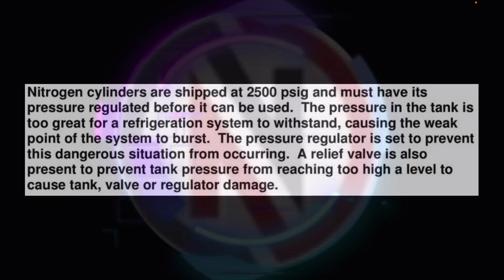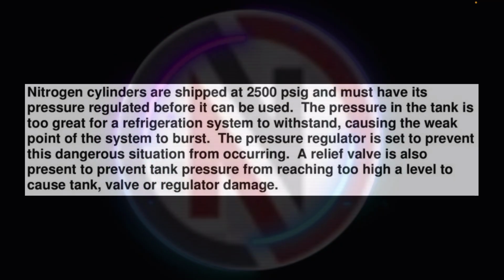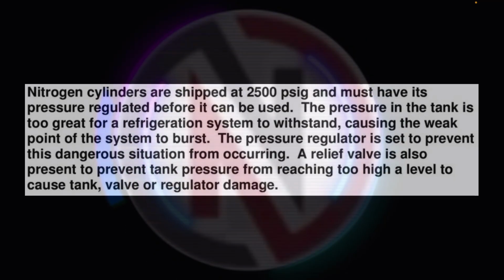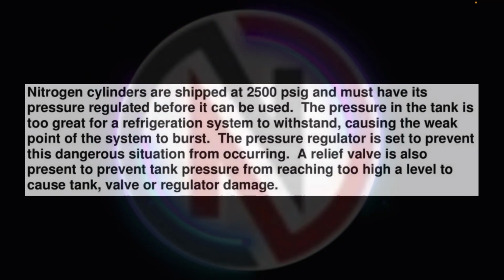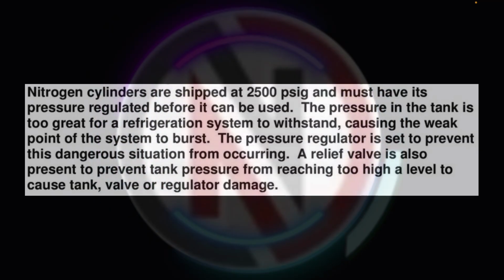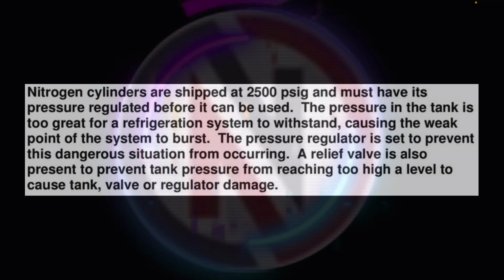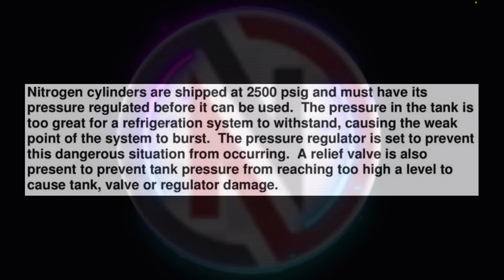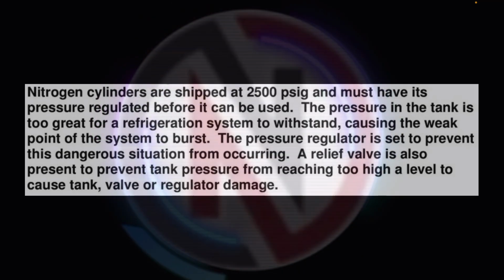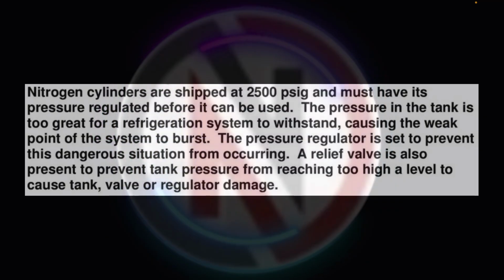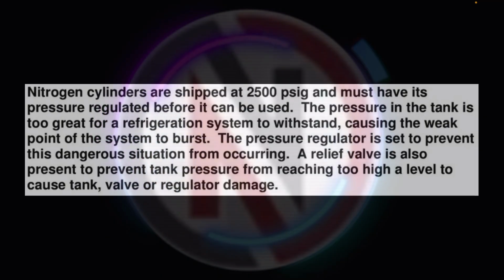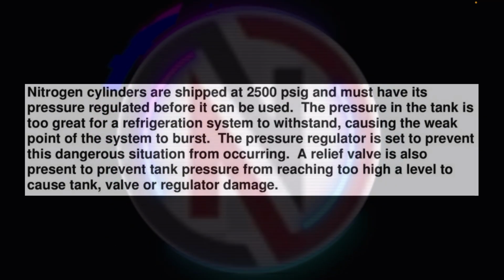Nitrogen cylinders are shipped at 2,500 psig and must have their pressure regulated before they can be used. The pressure in the tank is too great for a refrigeration system to withstand, causing the weak point of the system to burst. The pressure regulator is set to prevent this dangerous situation from occurring. A relief valve is also present to prevent tank pressure from reaching too high a level and causing tank, valve, or regulator damage.